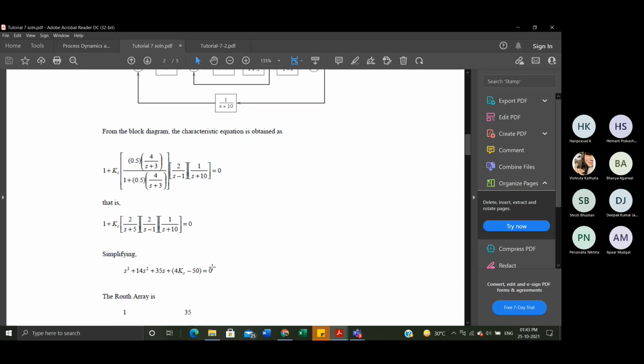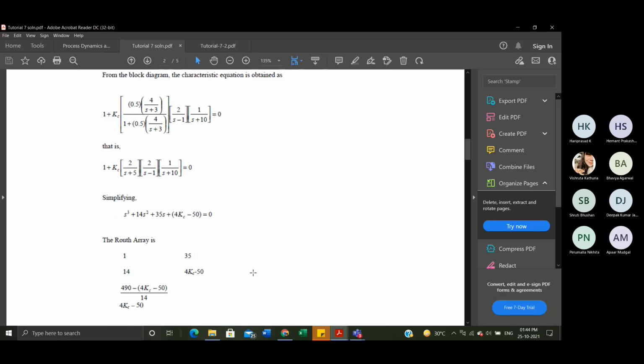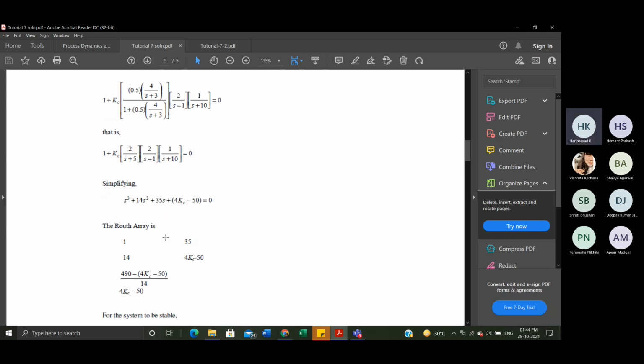Now for the stability criterion, you all know that all the coefficients must be positive. That's one condition, but it is not a sufficient condition to tell if the loop is stable or not. So the next is the Routh stability criterion. It is a theorem, or a method, to find out if our system is stable or not.